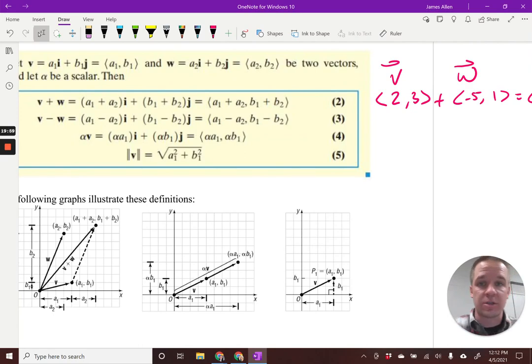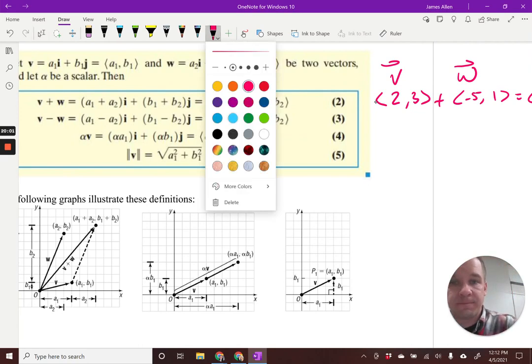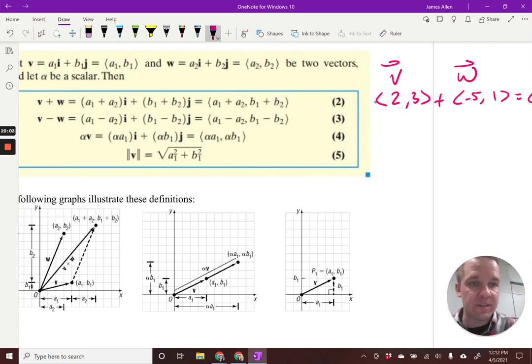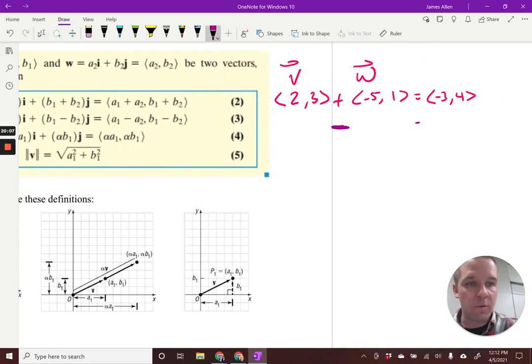So for the next one here, for subtraction, we can do the same type of thing. If I have the same ones, but now I'm subtracting those vectors, I would result in 2 minus negative 5, which is 7, and 3 minus 1, which gives me 2. Cool. I like it. Wonderful.